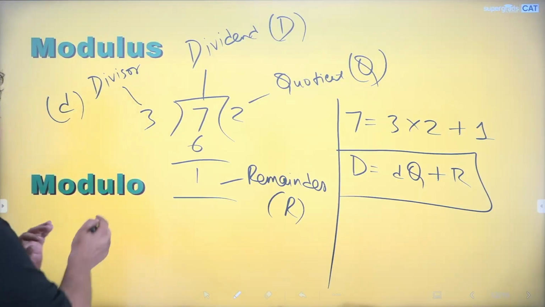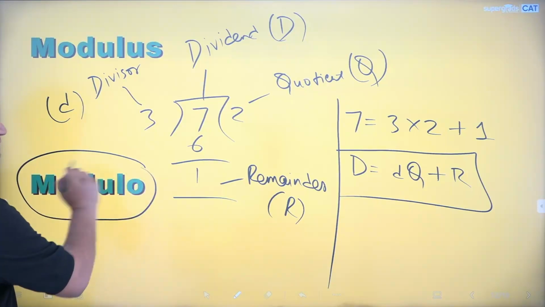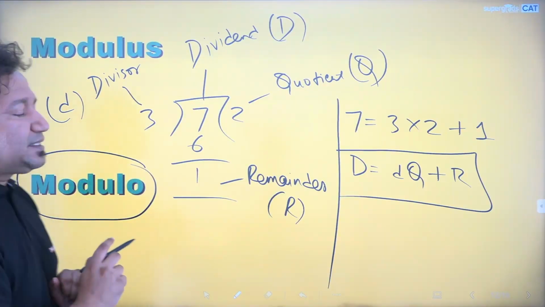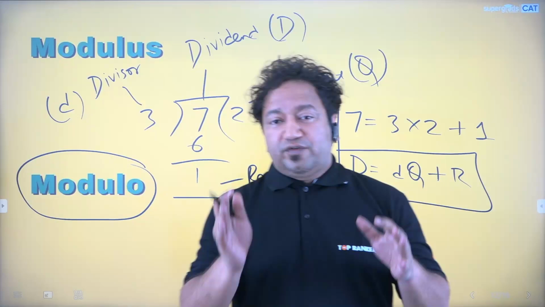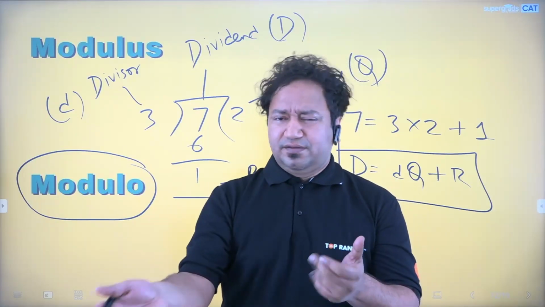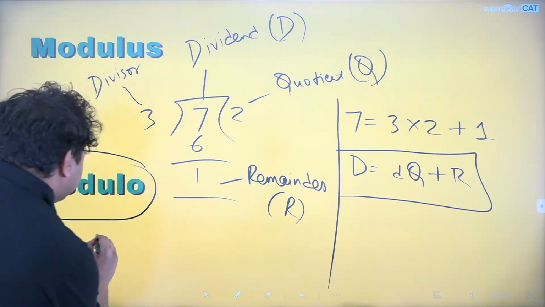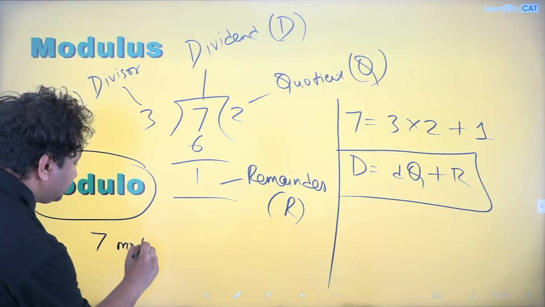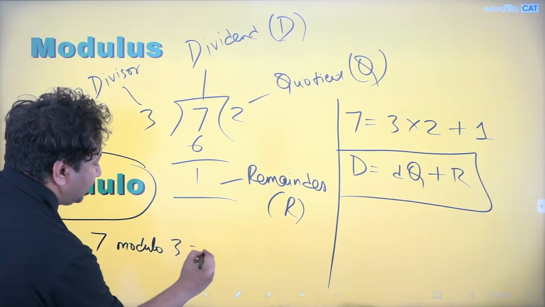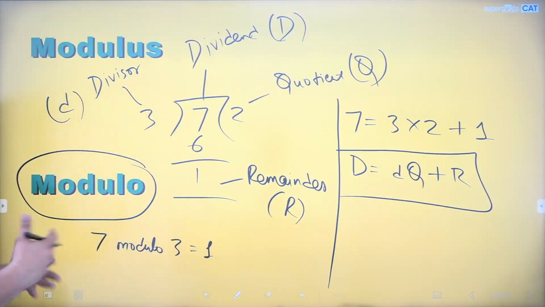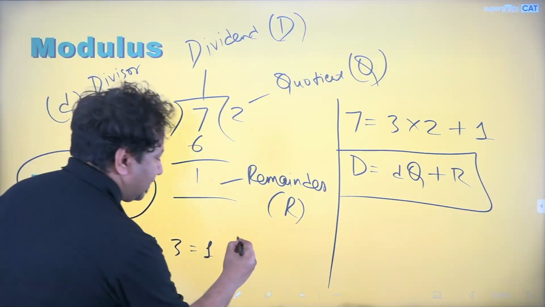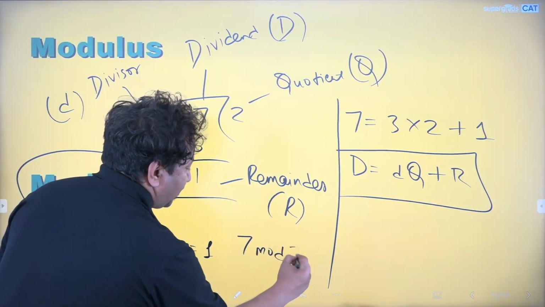Now, what does modulo do? Modulo is basically a remainder function. So if someone asks you what is the remainder when 7 is divided by 3, the answer is 1. To write it mathematically, we write 7 modulo 3 is equal to 1. By the way, we don't write modulo. We just take the acronym. We call it mod. 7 mod 3 is equal to 1.